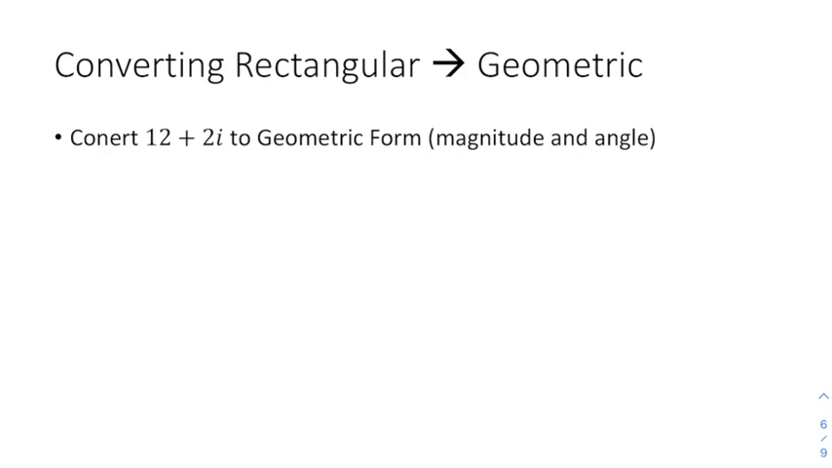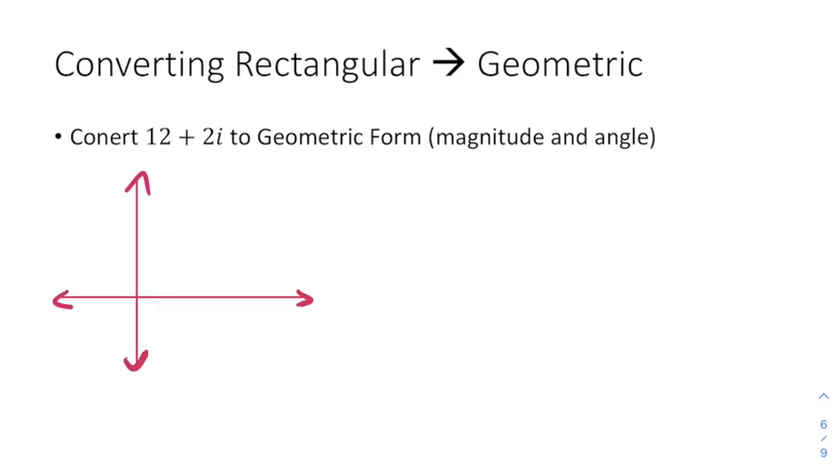So if we're converting, the first thing we're going to do is sketch this graph. We should be at 12 on the real axis and 2 on the imaginary axis. And this is what that vector would look like. Now for geometric form, we need to figure out how long this line segment is and what the angle is. Both of these questions can be answered with some of the trig that we learned earlier in the semester.